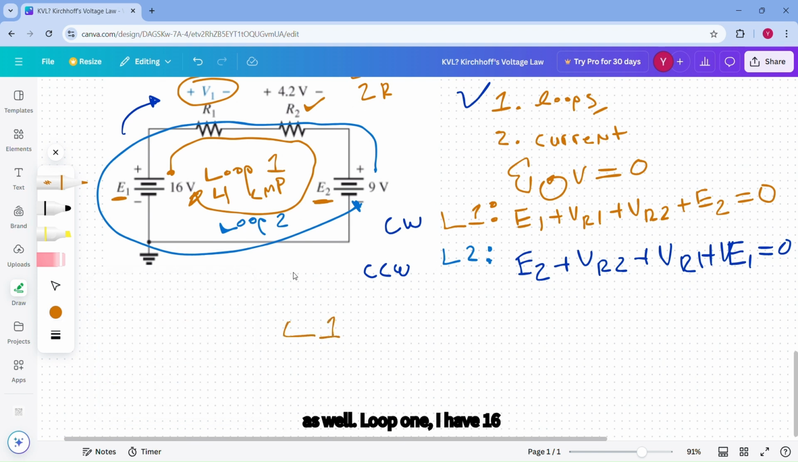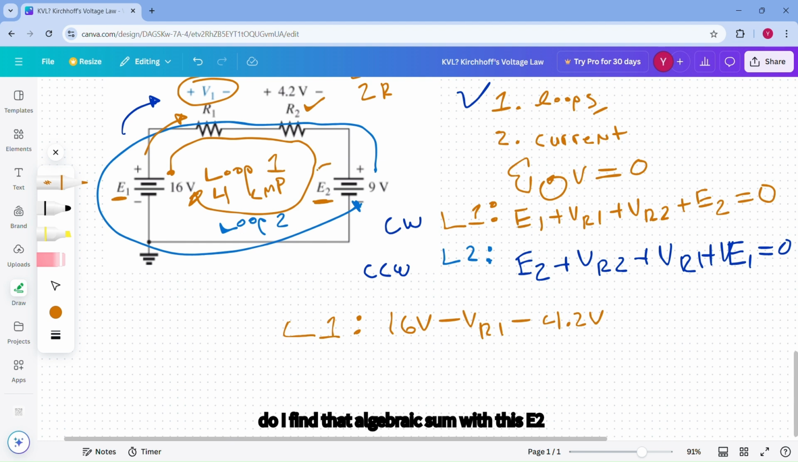I'm going clockwise for this loop for E1, so I'm going to write it down here as well. Loop 1, I have 16 volts. That is my rise. It's my source. And I'm going clockwise. I drop across VR1. I drop across VR2, and that is a given value to me, 4.2 volts. And now I have this E2 voltage source as well. And now the question might be, am I adding it or am I subtracting this E2? How do I find that algebraic sum with this E2 for my first loop? And we can think about how it behaves in terms of the current.